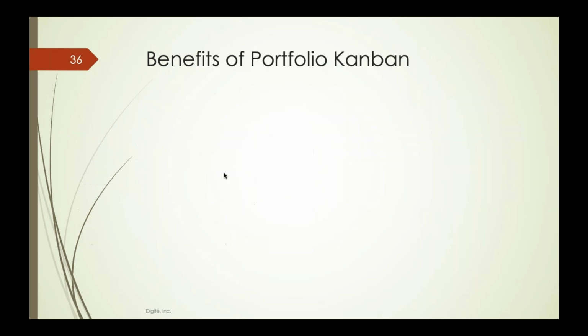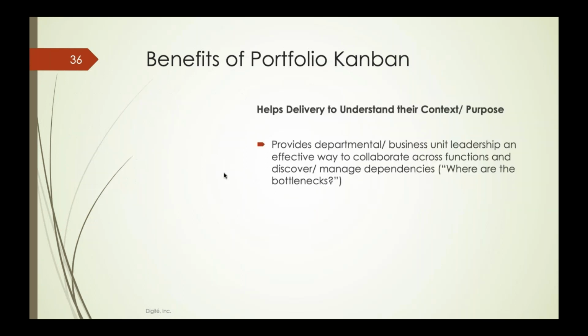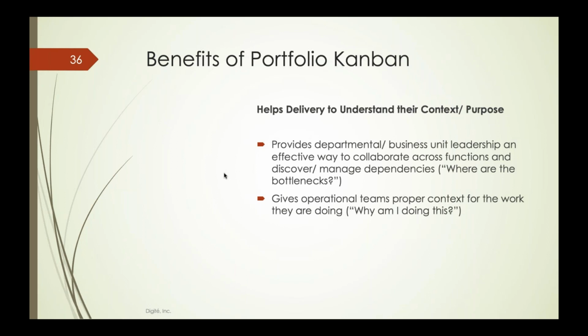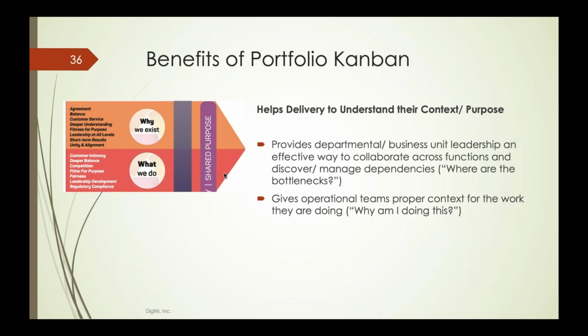At the team level, it helps the delivery organization clearly understand what are the key bottlenecks in the system, and secondly, it gives them a proper context of why they are doing a particular type of work or why they're doing a specific set of initiatives or epics, etc. So it gives them the broader context and understanding of why they exist as an organization or as a team, and again gives them the broader context of what it is that they're doing.